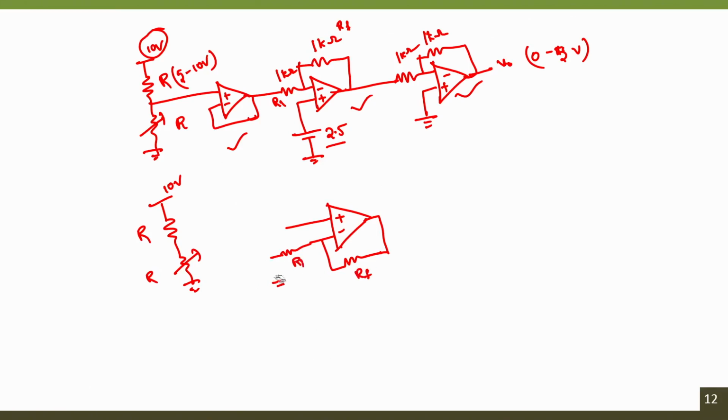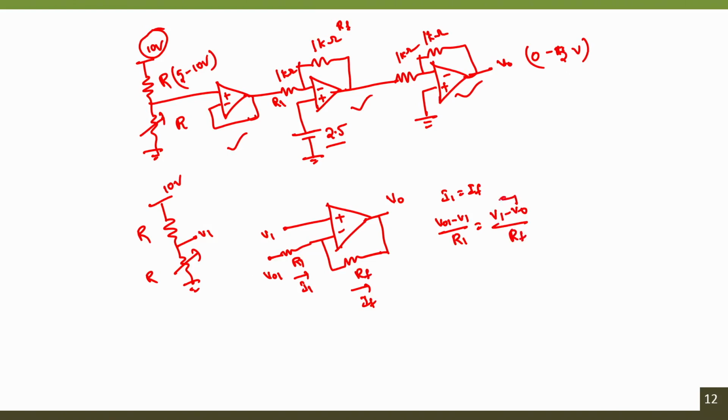So, instead of connecting it to the ground, I will consider this as VO1, this as V1. So, this is also V1. Now, as we have already seen in the previous one, solving for V naught, we know that if I say this is I1 and this is IF, I1 is equal to IF ideally speaking. So, VO1 minus V1 divided by R1 is equal to V1 minus V naught by RF.